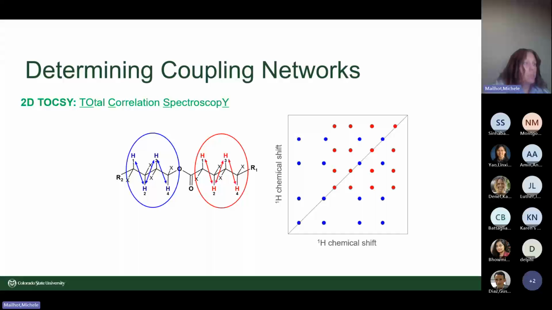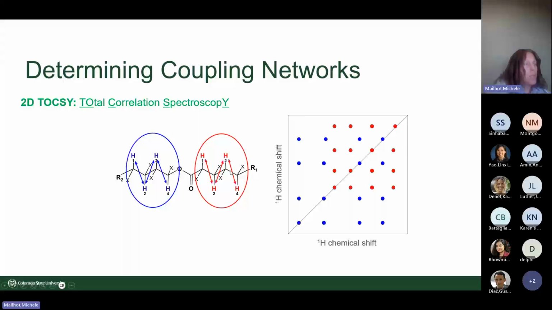So the next experiment you would run would be a TOCSY experiment. So it's a total correlation experiment. So it's a proton-proton correlation experiment. So for this experiment, there is a diagonal down the middle of your data. It will always be there. It's that proton's correlation to itself. So it's a way to ground yourself in a 2D proton-proton correlation experiment.